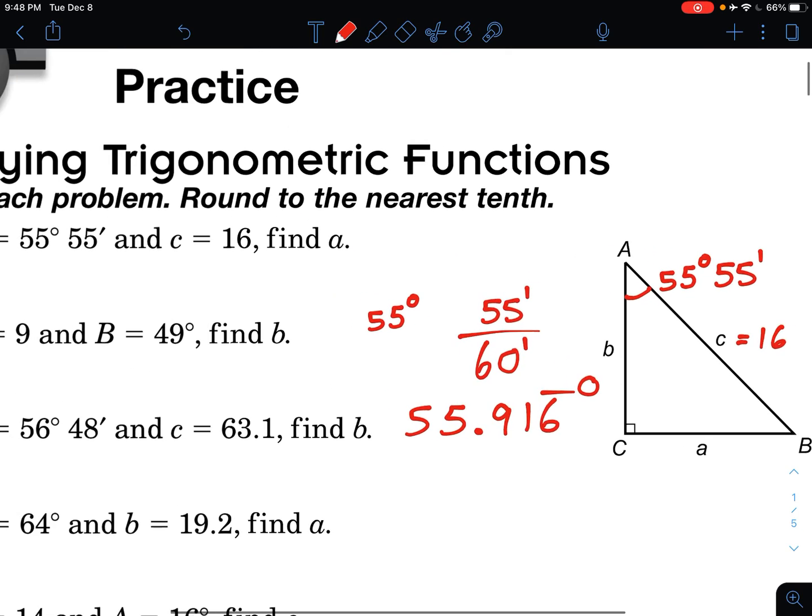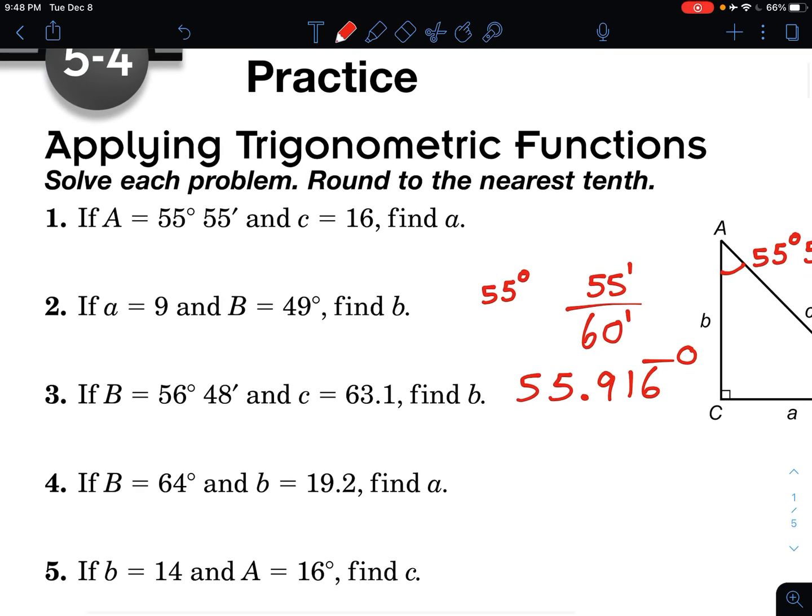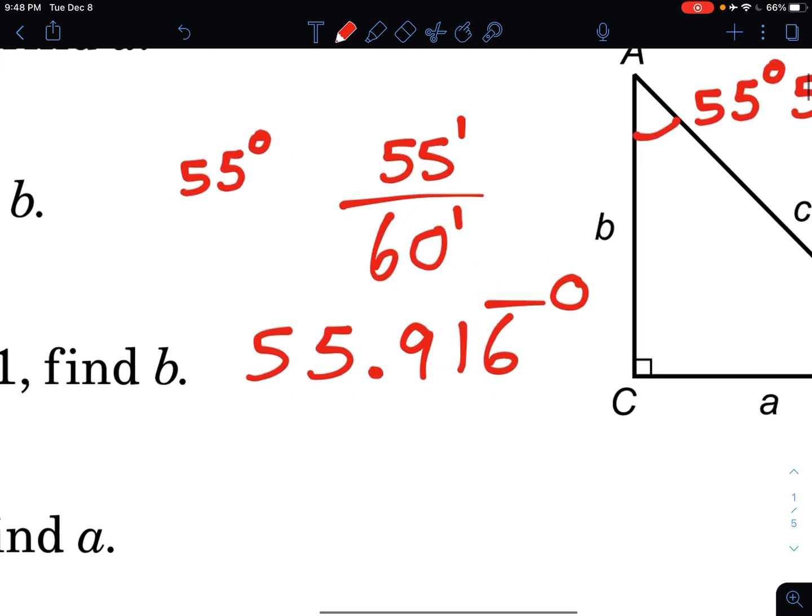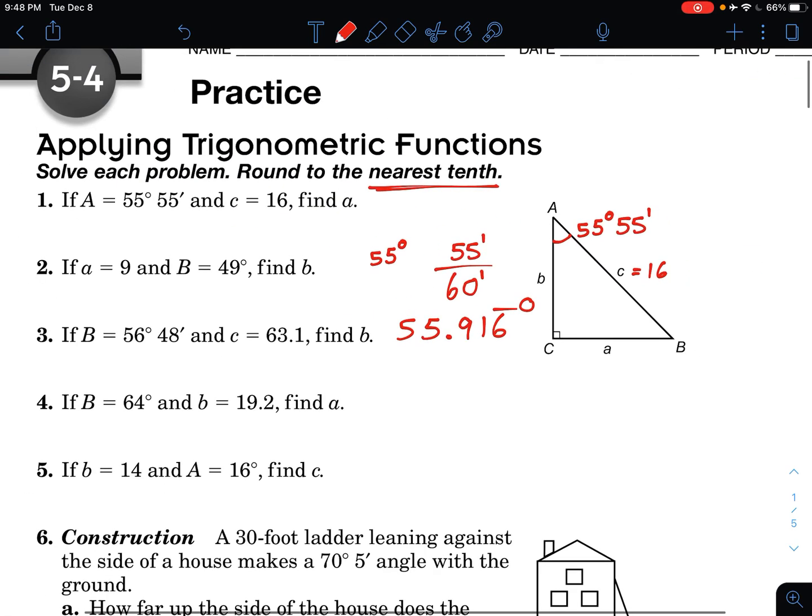Now for this question, it says for our final answer we just need to round to the nearest tenth. This is not the final answer, by the way. We've just found what the decimal version of this is. What we're trying to find is A. A is little a, so it's a side. So we will use this angle. We just needed to know the decimal version first.